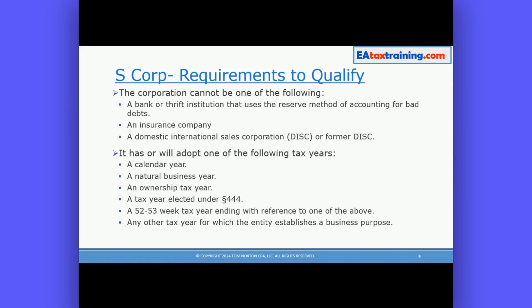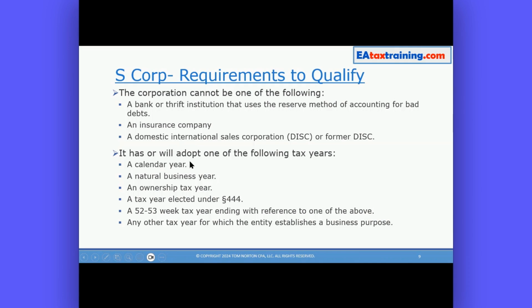The corporation cannot be certain types of businesses. It cannot be a bank or thrift institution that uses the reserve method of accounting for bad debts, cannot be an insurance company, and cannot be a DISC, a domestic international sales corporation. So just know those exceptions.